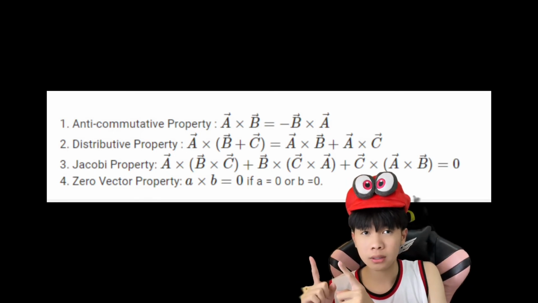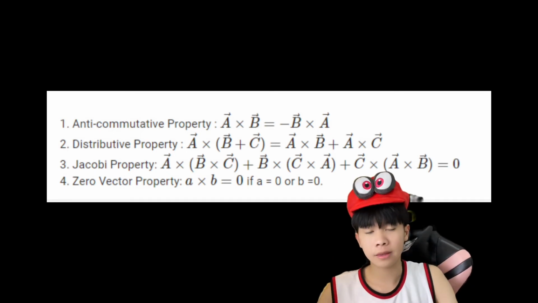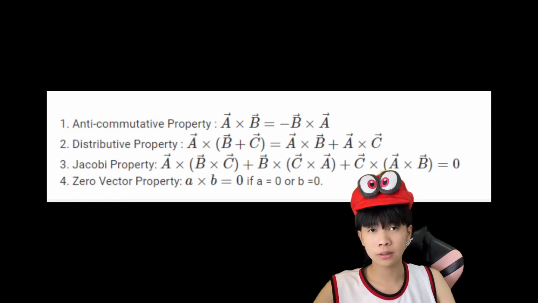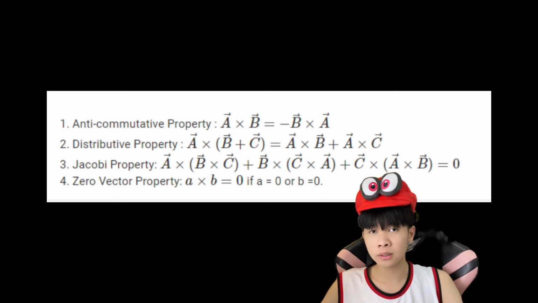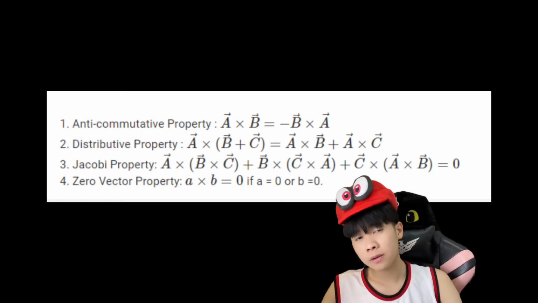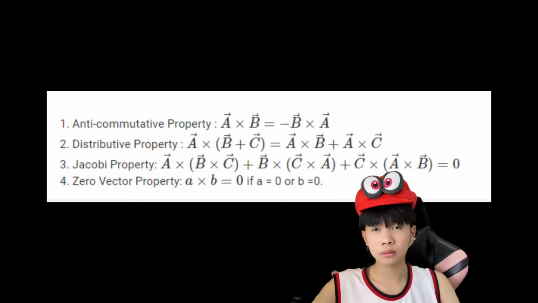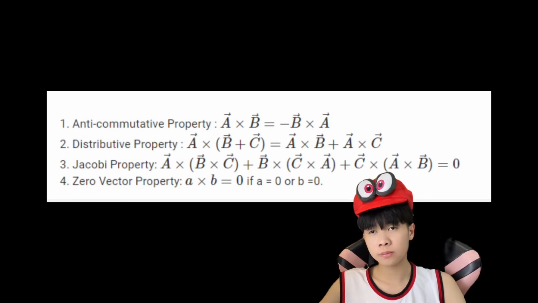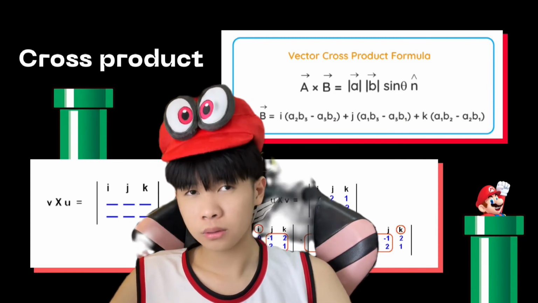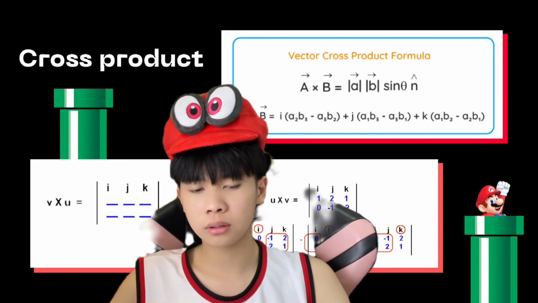These are four properties of the cross product: anti-commutative property, distributive property, Jacobi property, and zero vector property. These properties may be hard for you to understand and remember, so I recommend you use the normal formula that is in the level before the secret room. Do you guys understand? This level is quite hard. I hope you won't get nervous.